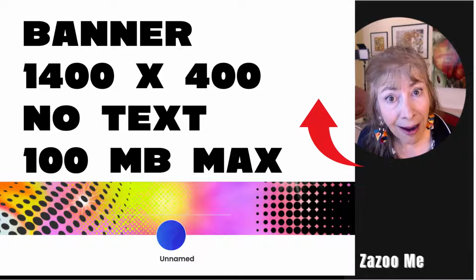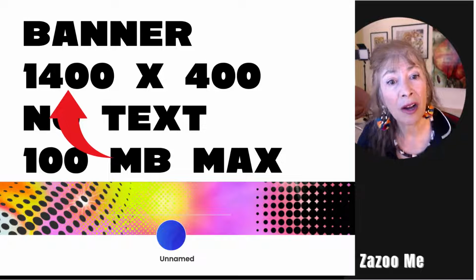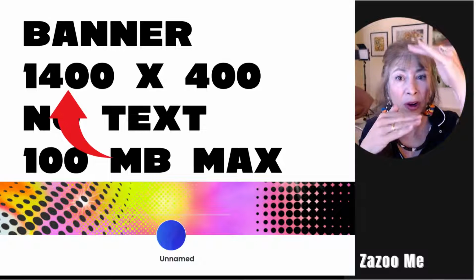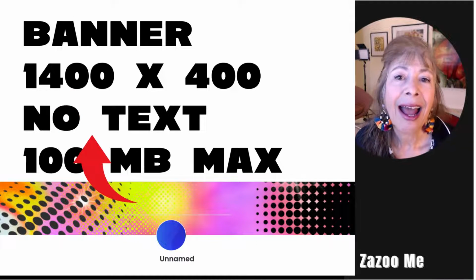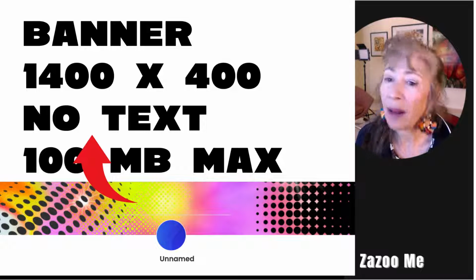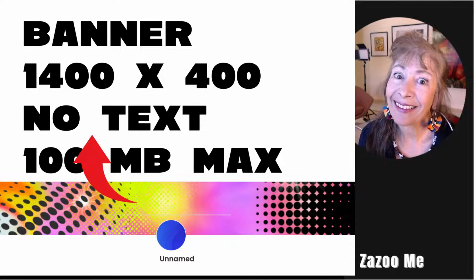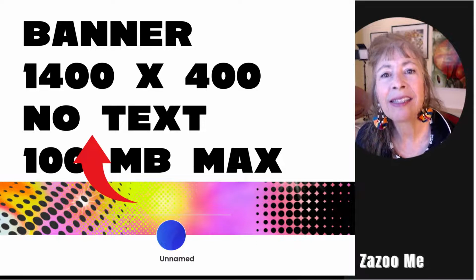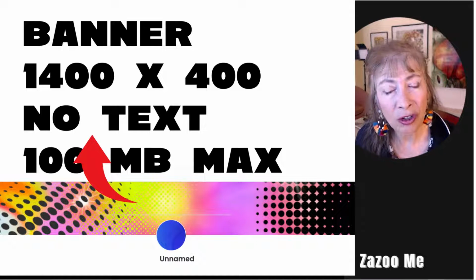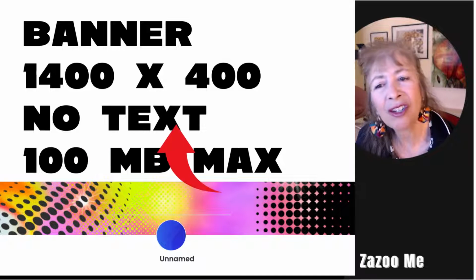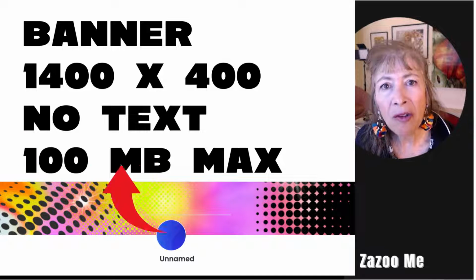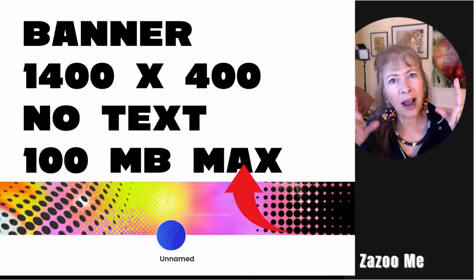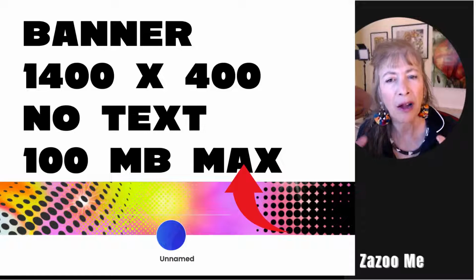Your banner size needs to be 1400 wide by 400 high pixels. 1400 wide by 400 high pixels. OpenSea recommends that you do not put any text on it. This is not YouTube. This is not a website. This is OpenSea, and this is what they want you to do. So you can do whatever you want to do, of course, but they just recommend no text. 100 meg maximum file. So you just want to be sure that your file isn't larger than 100 meg.